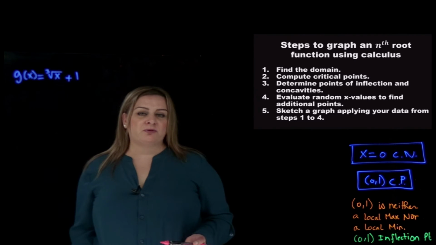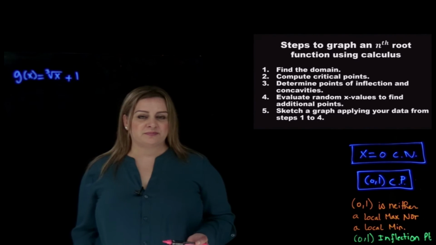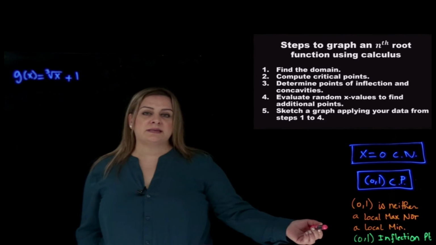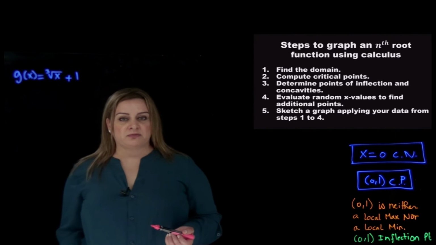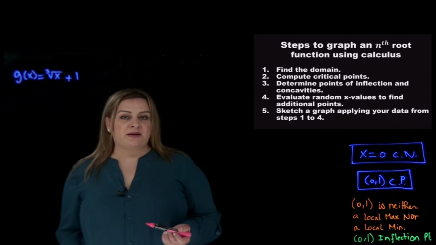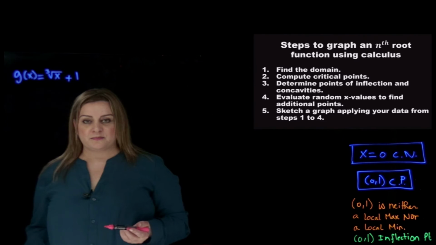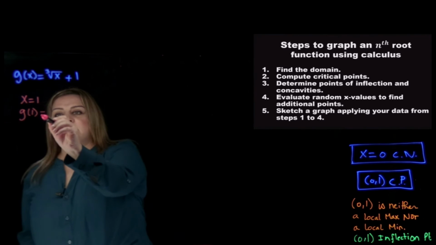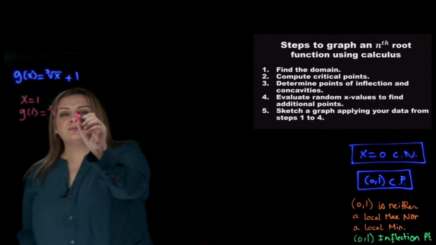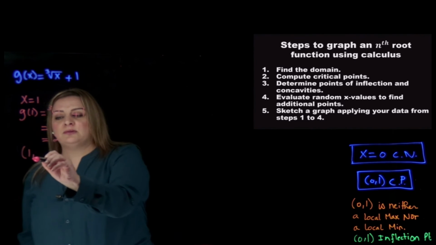We now arrive at step 4. Step 4 says evaluate random x values to find additional points. We already know the point (0, 1) is an inflection point. We still have to evaluate a few points to have a better sketch of our function. The best x values we may allow here are integers that simplify with a radical. So if we allow x to be 1, then g of 1 is equal to the cube root of 1 plus 1. The cube root of 1 is just 1, plus 1, which is 2. We now have the point (1, 2).